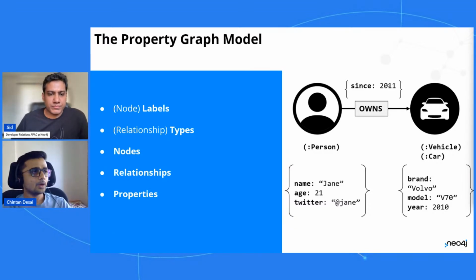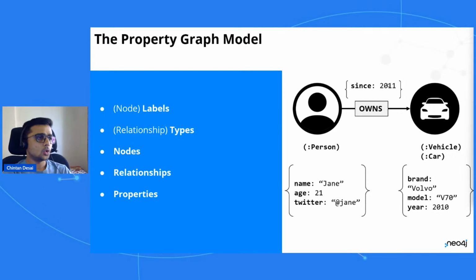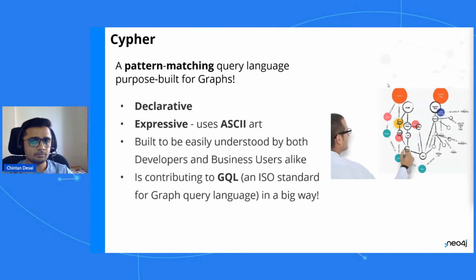I'll keep you posted. Okay, so more on the property graph model. As we discussed, nodes have labels, relationships have types, and all of them have their properties. Now moving ahead, we talked about how we store our objects in a graph, in the form of nodes and other nodes and relationships connecting to them. Now you must be thinking, how do we access this data, right? Even before accessing, how do we store this data?